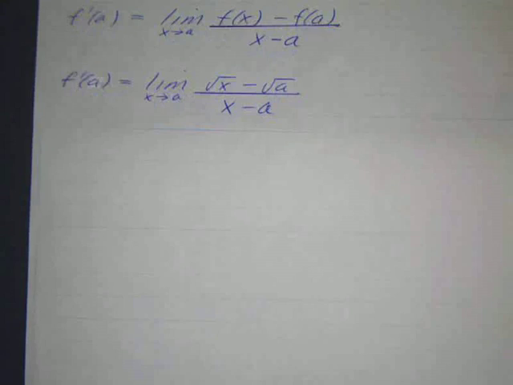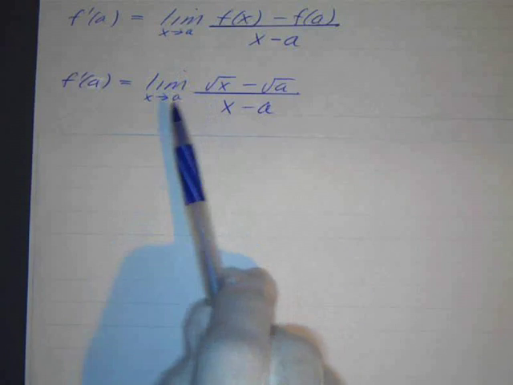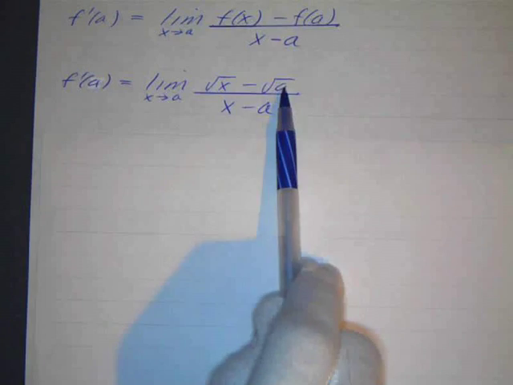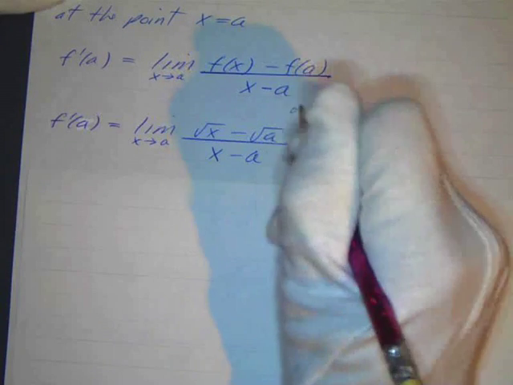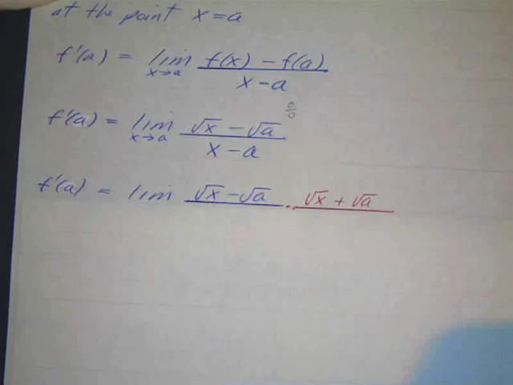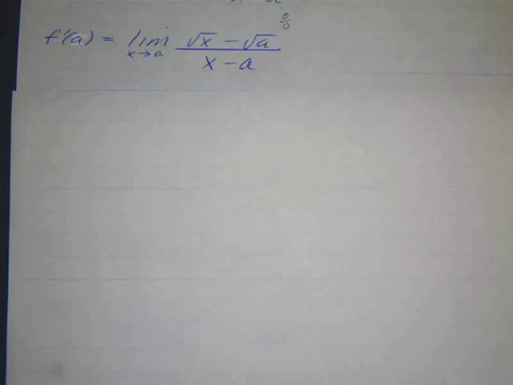Okay. And then if we substitute in, we get the square root of a minus the square root of a over a minus a, and that's going to be 0 over 0. So we can't take our limit yet. So we have to do something, and this is where we're going to use from our limit chart: rationalize. We're going to rationalize the numerator.